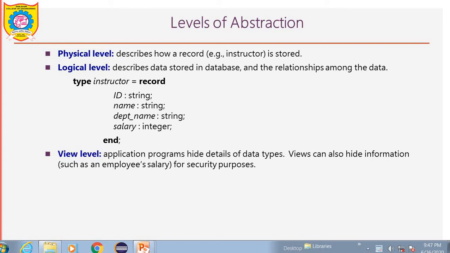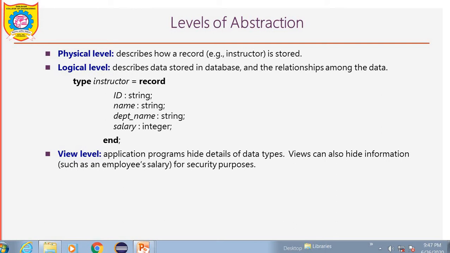Physical level describes how a record is stored on a disk, that is, what data is stored where on a disk. Data may be stored on a disk through files, with storage locations and consecutive addresses. That should not bother the logical level and view level. So the details of the physical level are hidden from the logical level. Physical level is a low level.